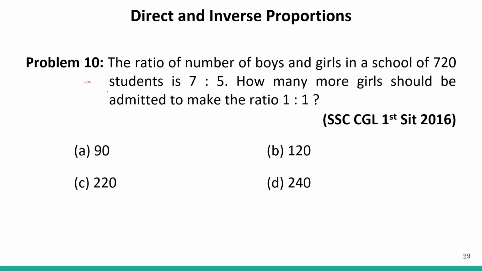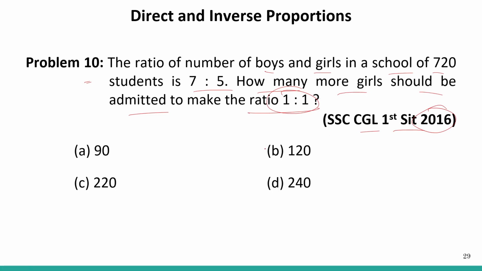So let's see problem number 10. Okay. What it brings to us. So the ratio of the number of boys and girls in a school of 720 students is 7:5. So how many more girls should be admitted to make the ratio 1:1? Okay. So is it 90, 120, 220 or 240? Let's figure out which among these four is a probable correct answer. So this question has appeared in SSC CGL first sitting 2016 exam.